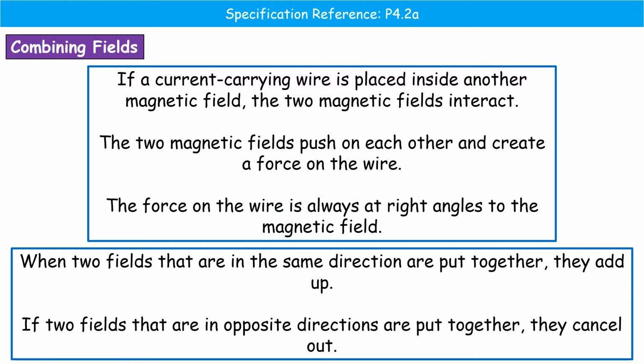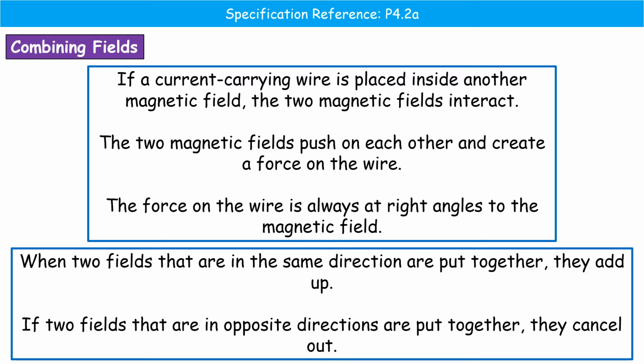To start off then, we're going to have a little look to see what happens when we put two of these fields together. If we've got a current carrying wire and we place that inside another magnetic field, those two magnetic fields are going to interact, because remember, the current carrying wire creates its own magnetic field. So putting two magnetic fields together, they are going to interact.